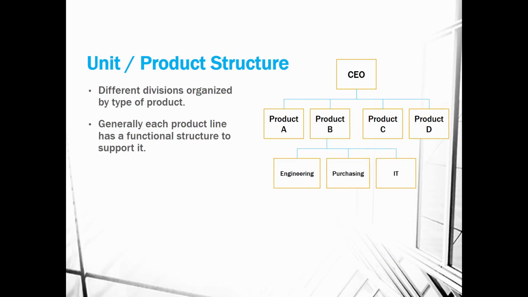A third example of a traditional organizational structure is a unit structure, also called a product structure. In a product structure, the organization likely has several different kinds of products. So you can imagine a technology company that creates PCs and laptops and printers and software, right? Those are all different kinds of products, and each one might have its own engineering group, purchasing group, or IT group. It might have its own finance group, its own marketing group. So a kind of self-contained business, usually within those different product lines.